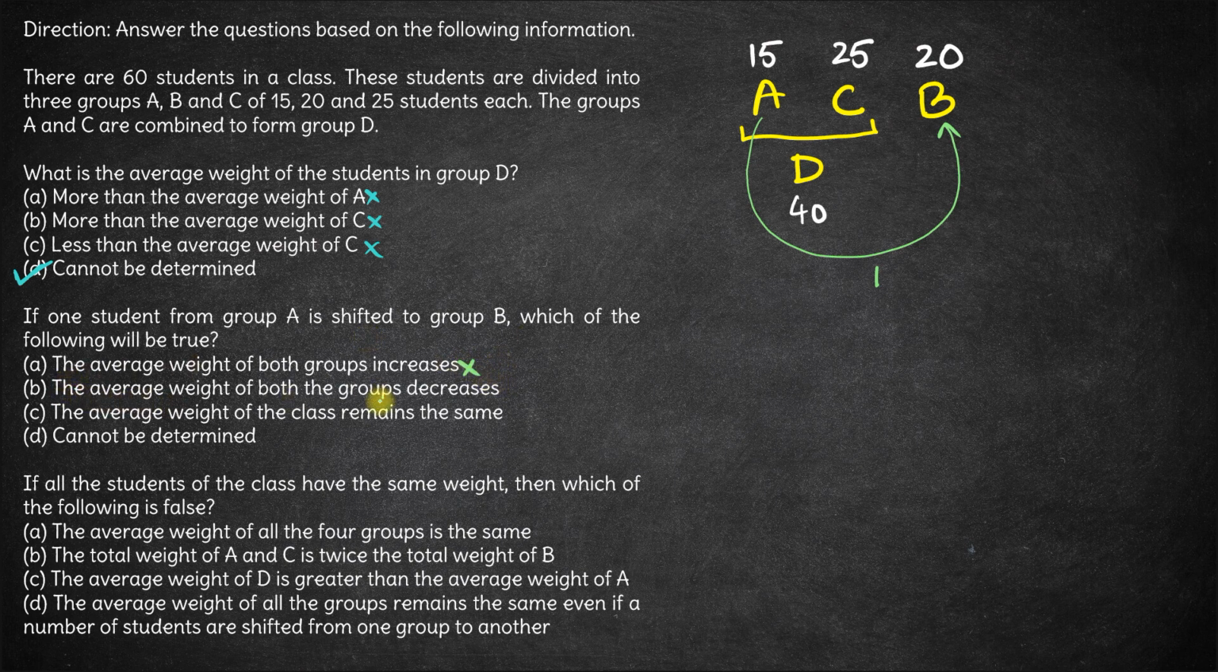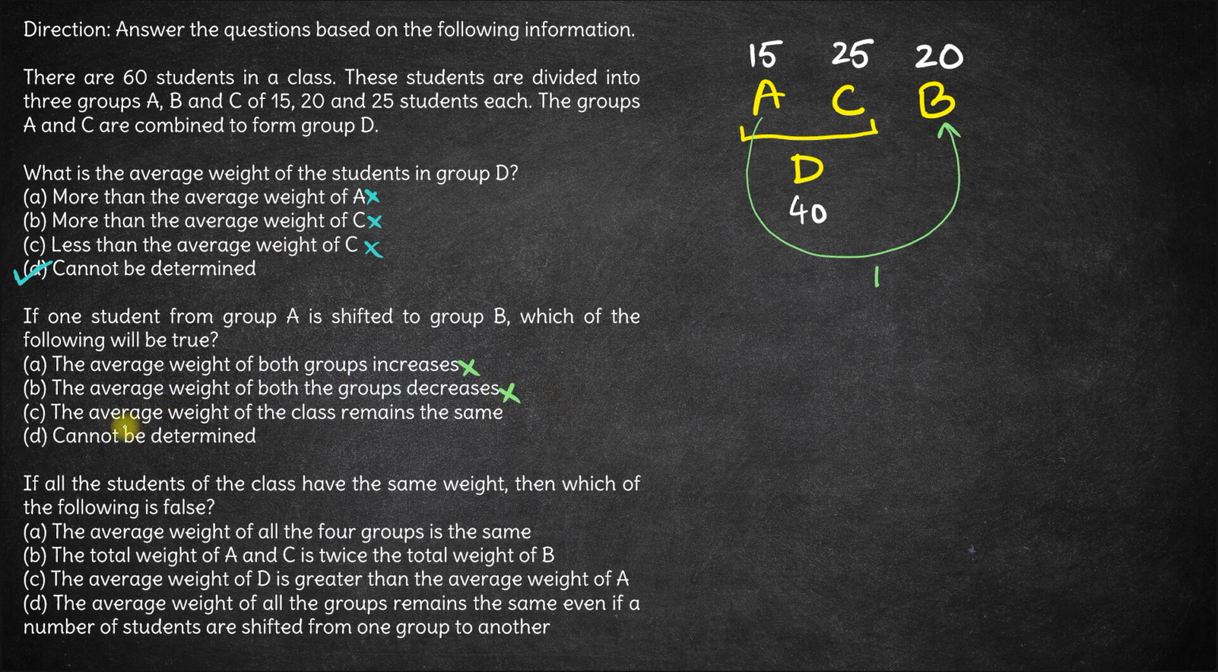Option B, the average weight of both the groups decreases. Obviously this is not going to be true. The average weight of one will definitely increase and the other will definitely decrease, or what may happen is that the average of both the groups remains the same. That's also a possibility. But it is not possible that the average of both increases or the average of both decreases. That is for sure not possible. So option B is definitely not true.